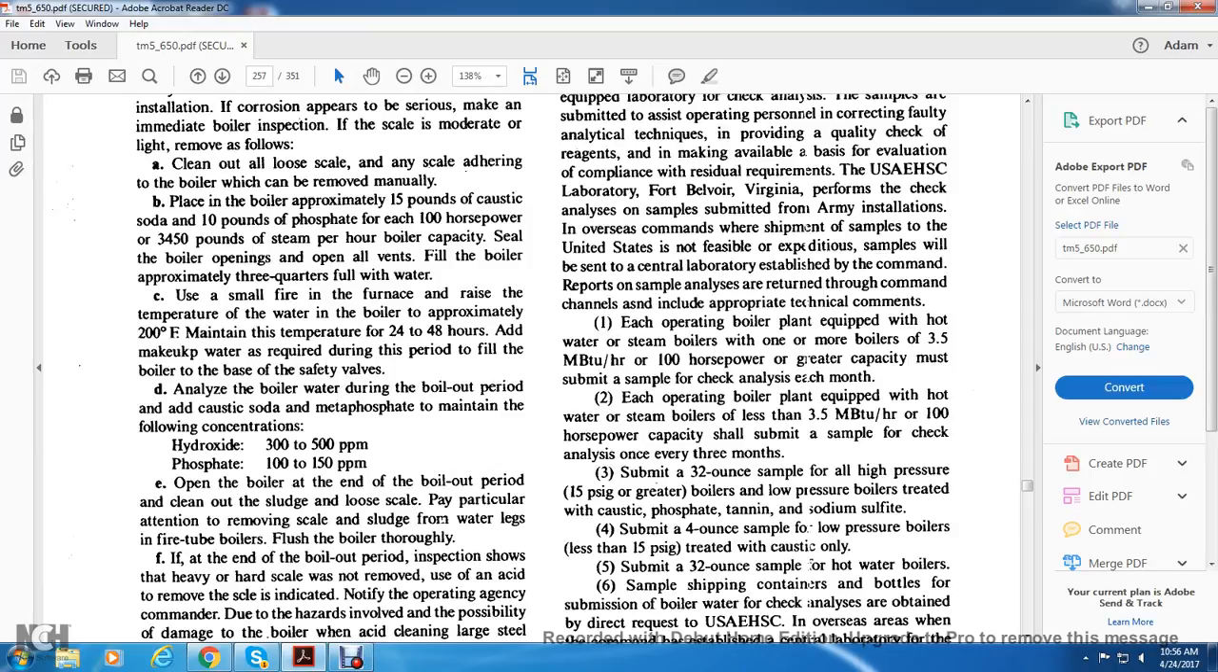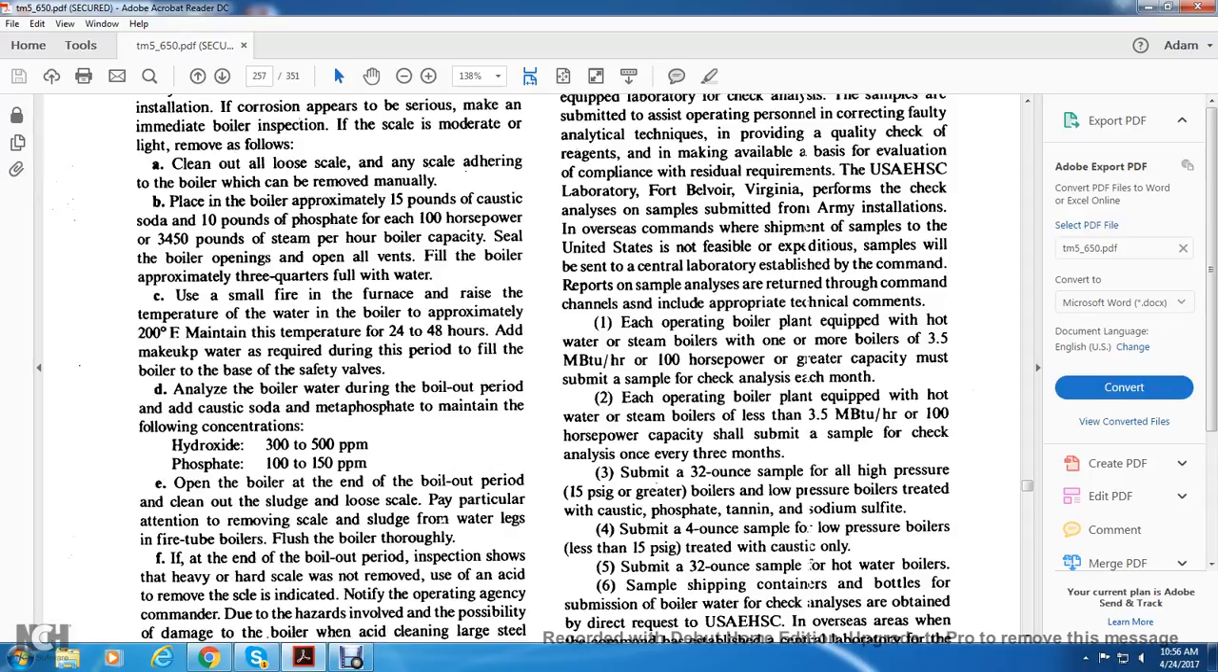Add the makeup water required during the period to fill the boiler up to the base of the safety valves. Analyze the boiler water during the boil-out period for iron, caustic, and sodium phosphate to maintain the following concentrations. Hydroxide at 300 to 500 parts per million. Phosphate 100 to 150 parts per million. Open the boiler at the end of the boil-out period.